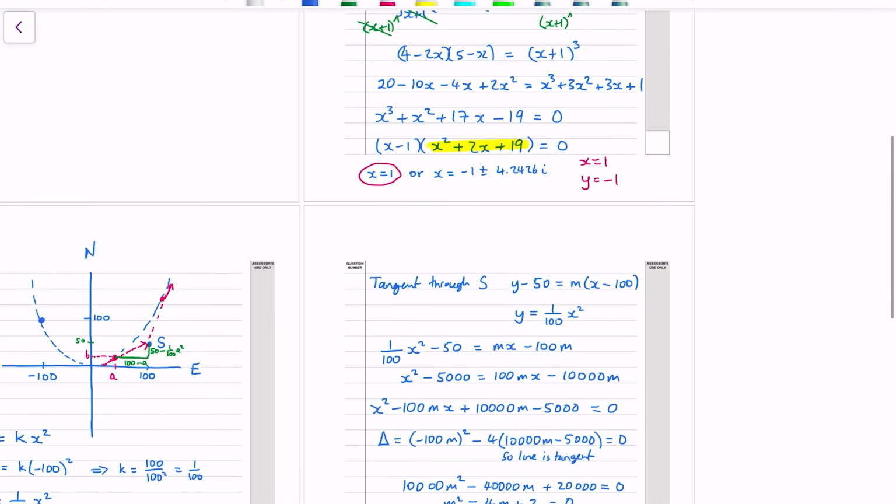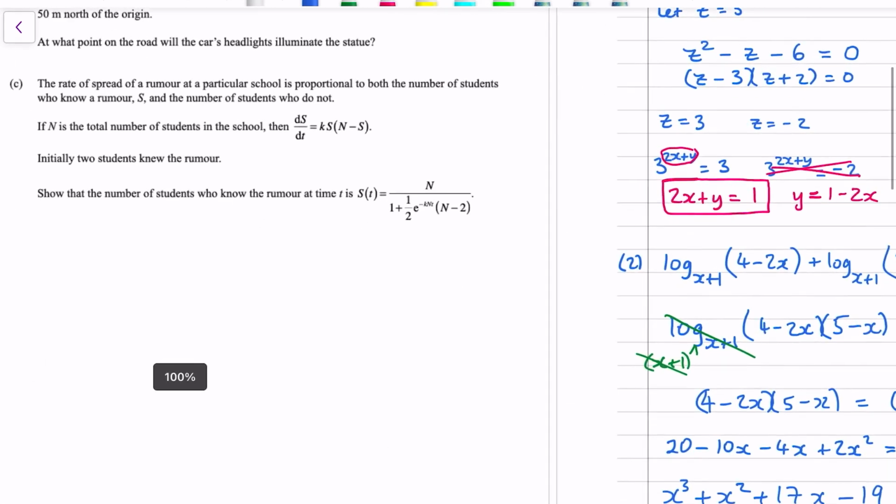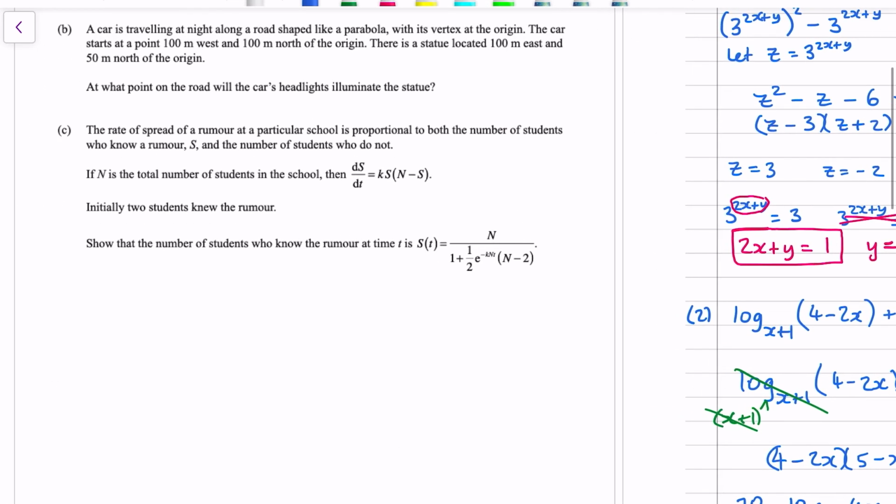Okay, last part to this question. This video is a little bit long because I'm doing multiple ways of solving it, and I'm going to do two methods for this as well. The rate of spread of a rumour at a particular school is proportional to both the number of students who know it and the number of students who don't.